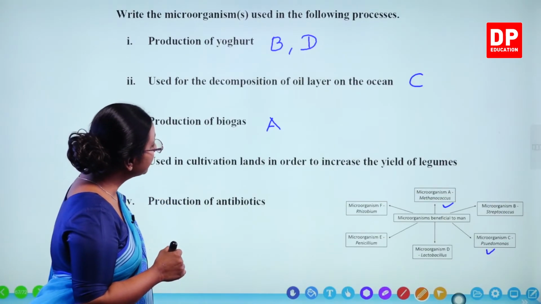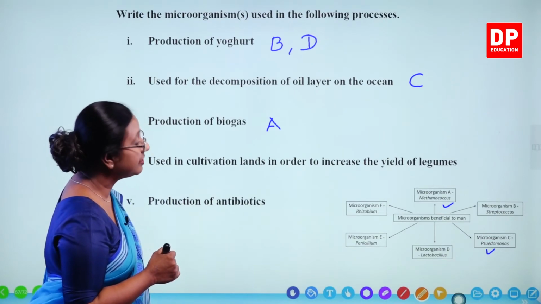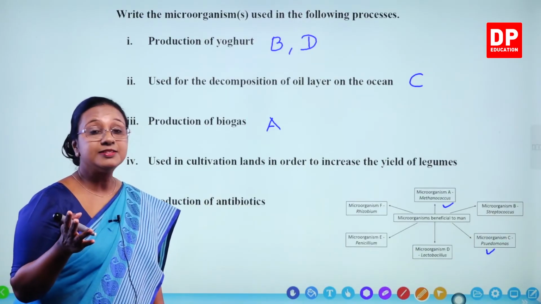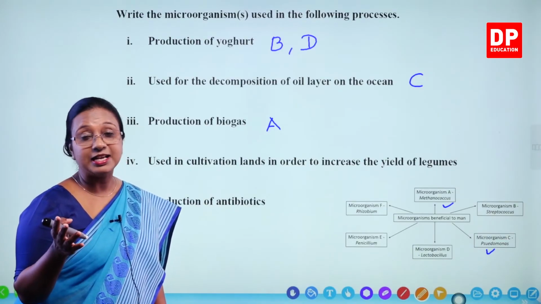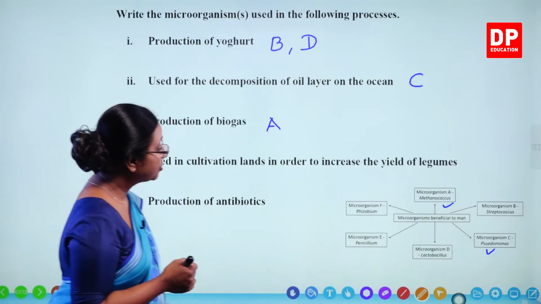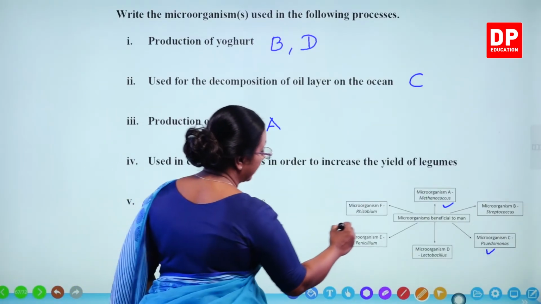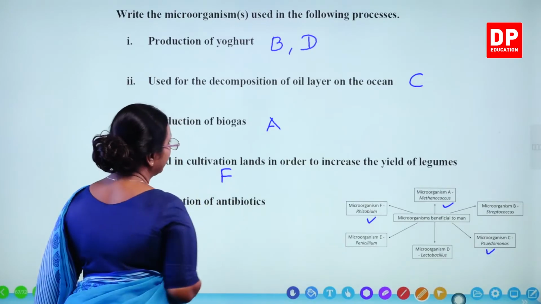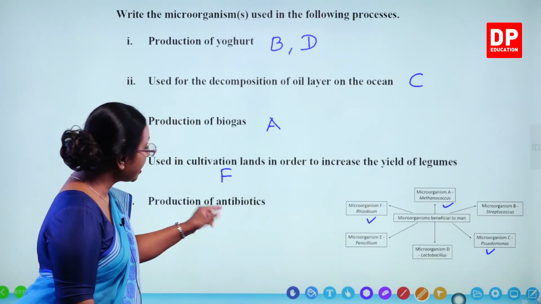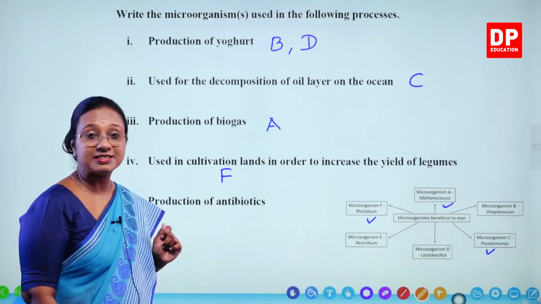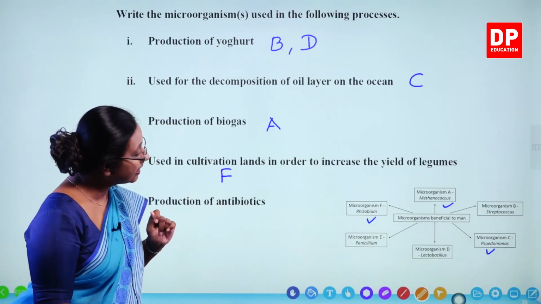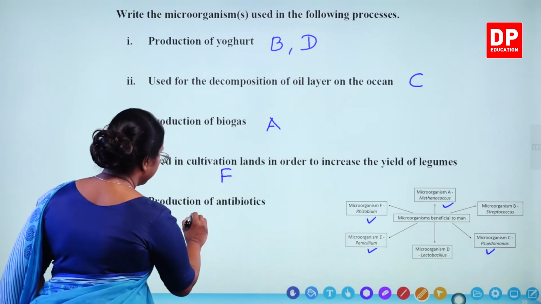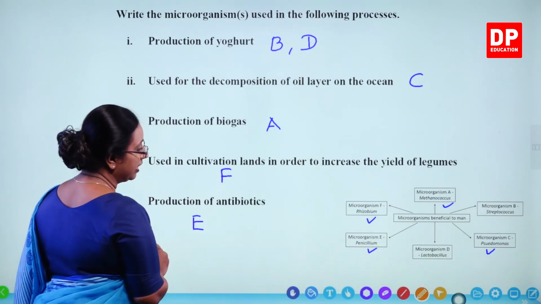Used in cultivation lands in order to increase the yield of legumes. So what is the organism? A bacteria that has to fix nitrogen. So from here, if you select, it is going to be Rhizobium. So this is going to be F. And production of antibiotics. You can see that is microorganism E, that is Penicillium. So here it is going to be E.